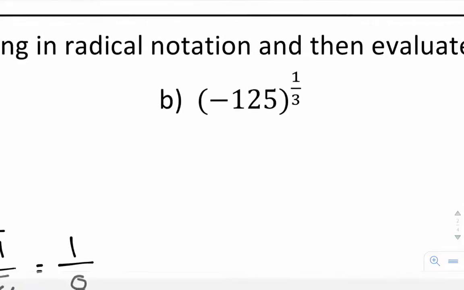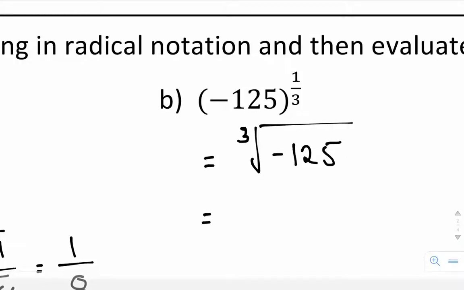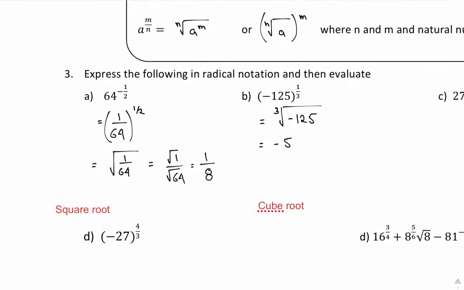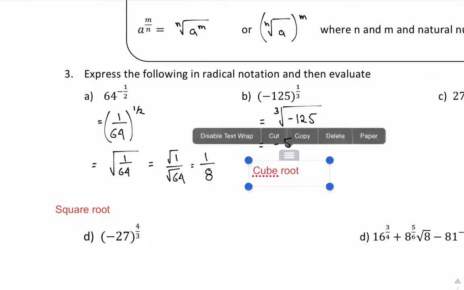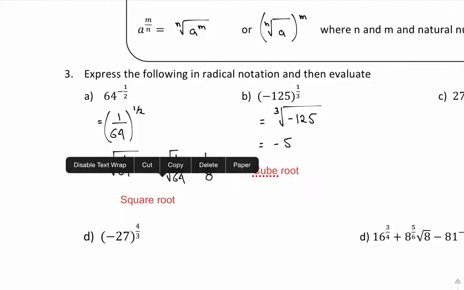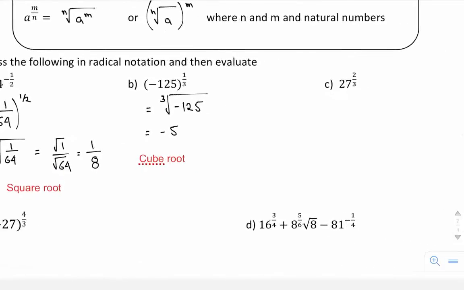For the second one, I'm looking at the cube root of negative 125. So I set this up as the cube root of negative 125. Again, your calculator will give the answer to this question as negative 5. So I did this beforehand. This would be an example of a cube root over here, and this would be an example of a square root. Let's look at another one.